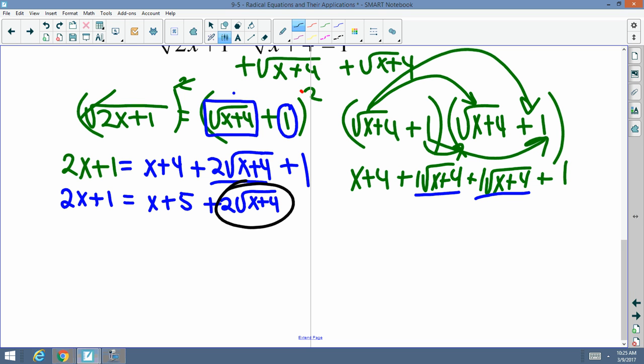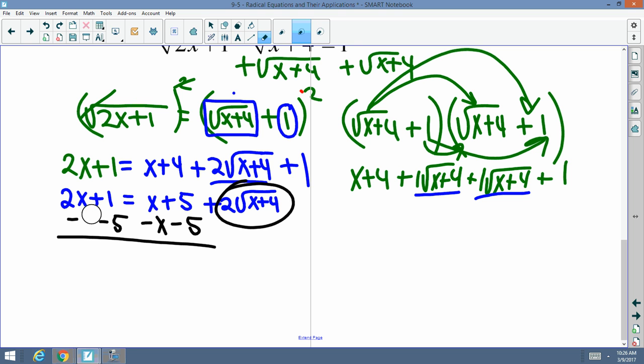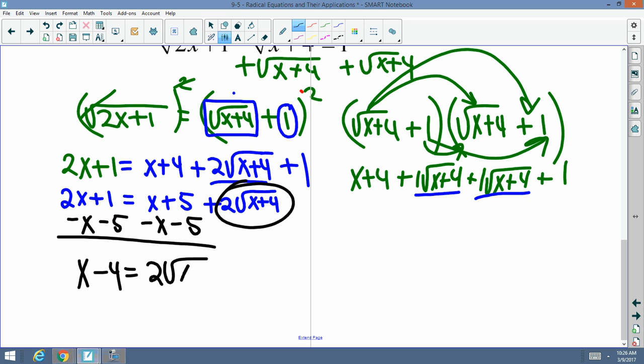Very good, my brother. Thank you. So to get that radical alone once again, I'm going to subtract x and I'm going to subtract 5 from both sides. Oh, that's an x. So 2x minus x is x. 1 minus 5 is negative 4. That equals 2 square root of x plus 4. I'm going to stop right here and let you guys digest. Let you guys ask questions before I continue forward, because I want to make sure that you know what you're doing for real.